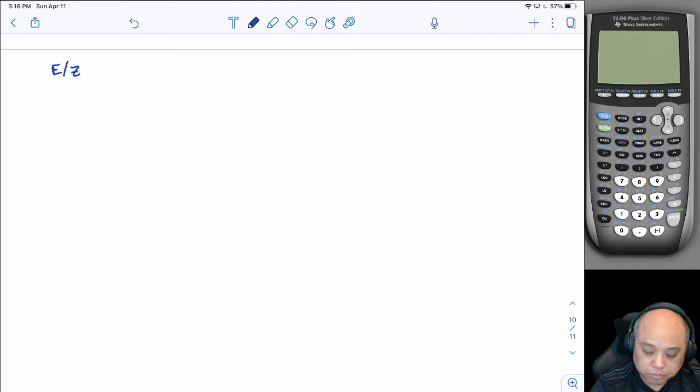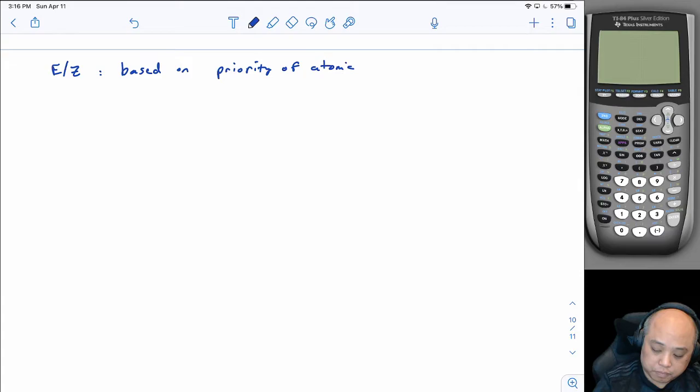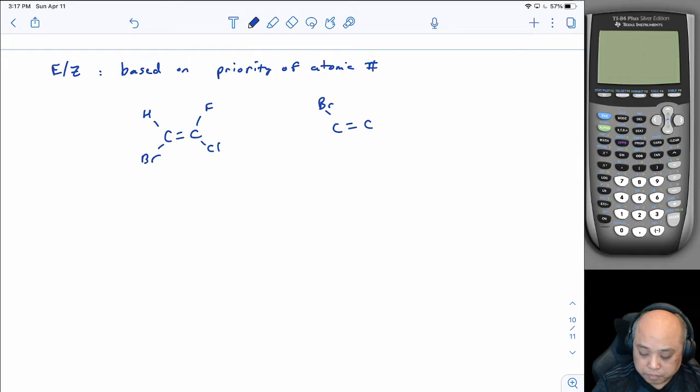E and Z became a convention because not every one of these isomers had a situation where you had the same group on each one. So this was based on priority of atomic number. Now it didn't matter that there are different groups. You could do this based on the atomic number of the atoms attached to it. If you had something like this versus something like this, because you don't have the same groups on any of these carbons to compare cis and trans, E and Z had to be implemented to distinguish this.